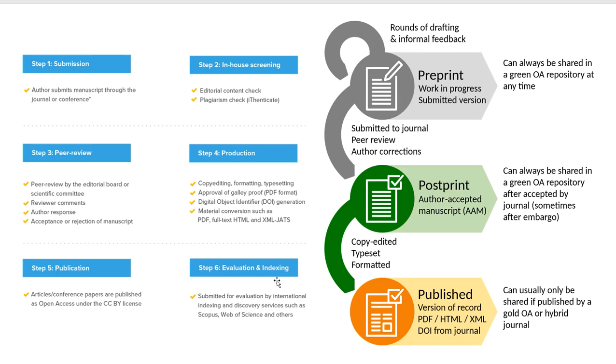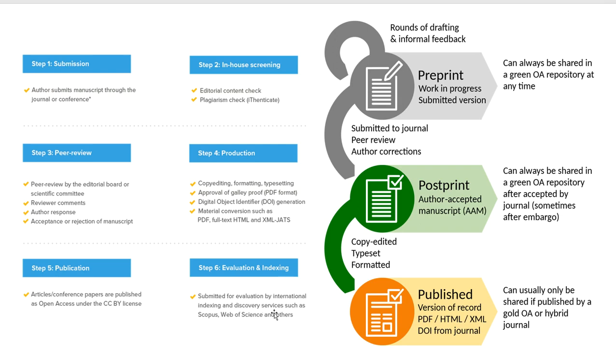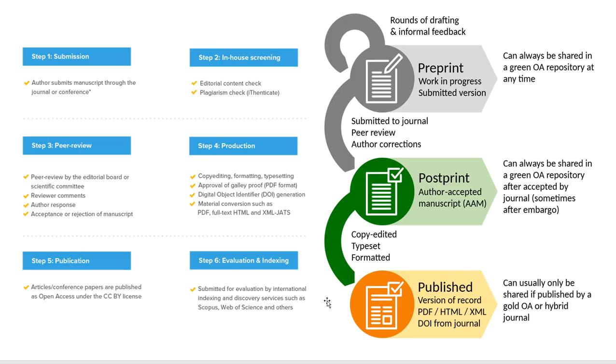Then comes evaluation and indexing. After publication, the paper is evaluated by an international indexing company or platform, either Scopus, a collaborative analysis like Web of Science, meaning ESCI, SCI, and UGC-approved journals, and finally Google Scholar. Discovery servers such as Scopus, Web of Science, and SCI journals also do SCI indexing.